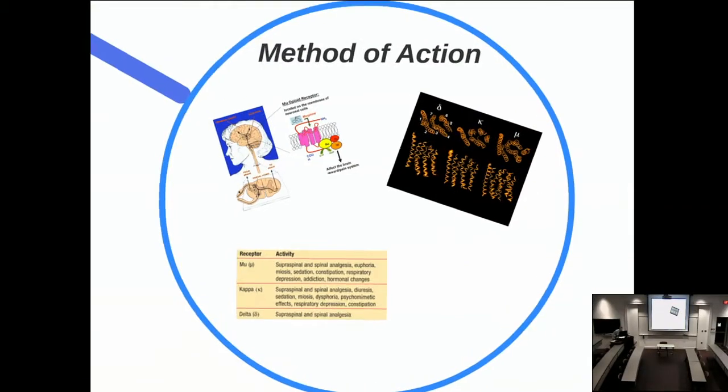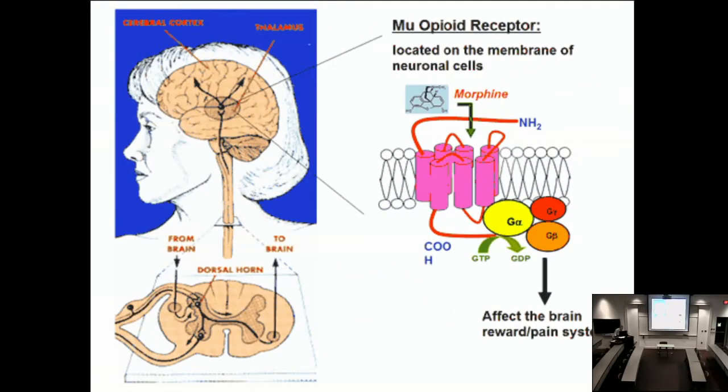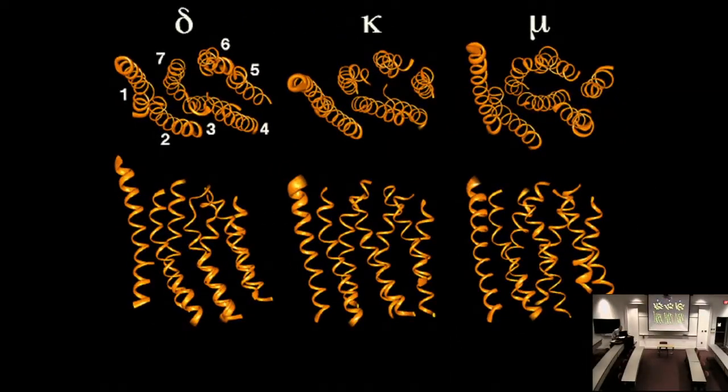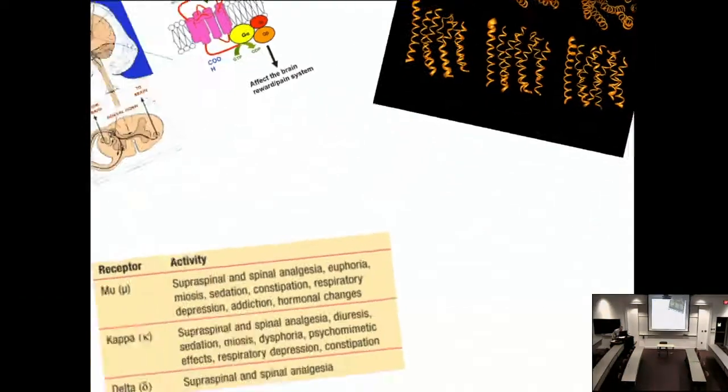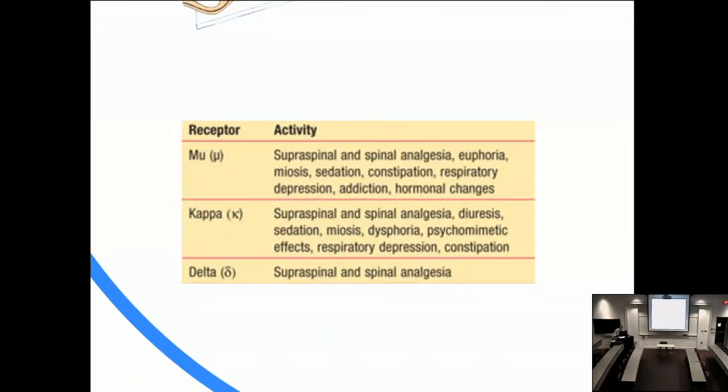As far as the method of action goes, these are going to work on what are called opioid receptors. And these are located in the brain, neuronal cells. And so what this does is the morphine is going to basically block the receptor and no longer allow pain signals to be transmitted to the brain, which is the whole point of an opiate. So there are three different types of opioid receptors, delta, kappa, and mu. You can see that they all have the same typical alpha helix structure.